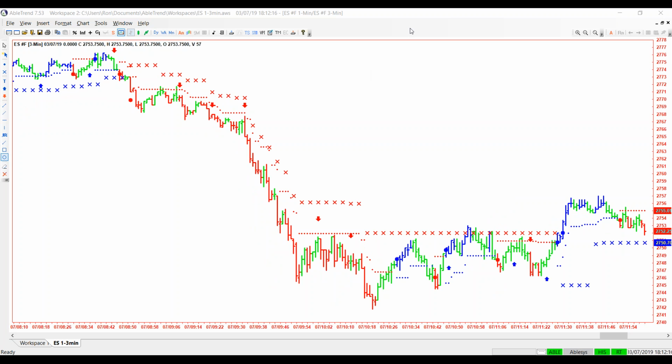9:30 Eastern time is when the market opens. There's your trade right there. Triple confirmation sell signal: red bar, red dot, red X. The arrow is just an extra indicator called trend sig. You don't have to have that. I put it on my chart. Again, not needed, it's just a fourth indicator.